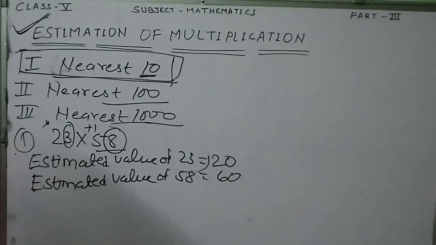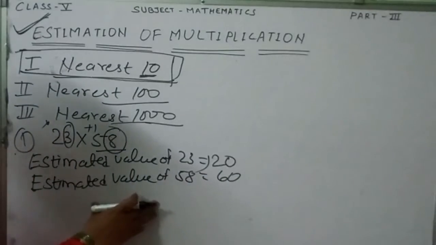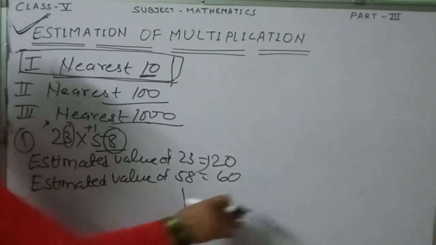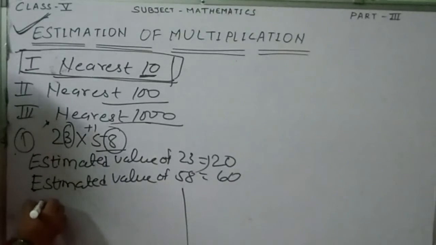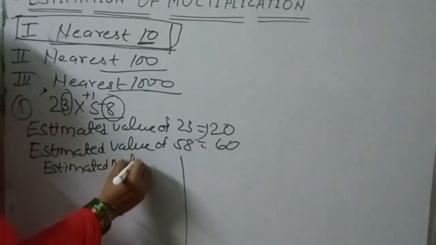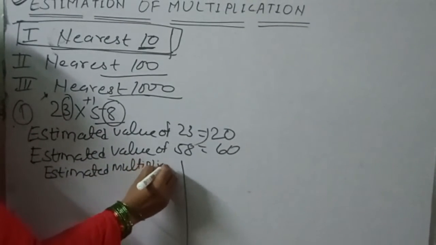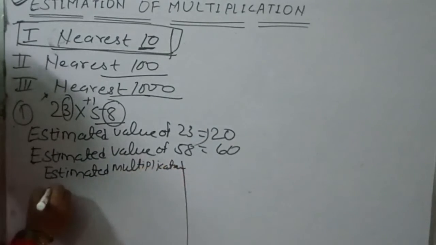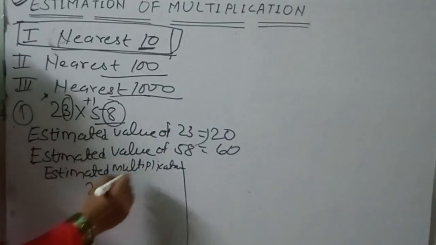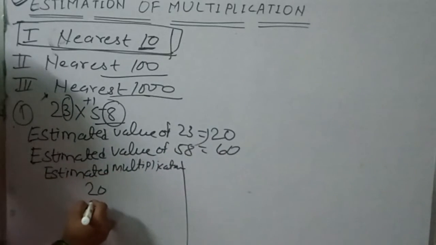Now in the question you have to find the estimated multiplication, and also the actual multiplication. The first is the estimated multiplication. What is the estimated value of 23? 20. And what is the estimated value of 58? 60. Write it down.